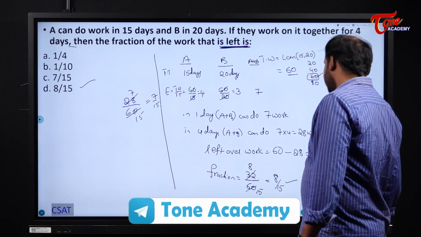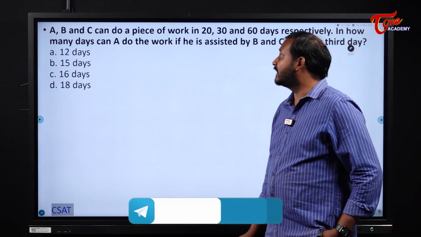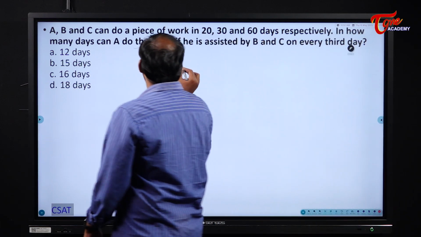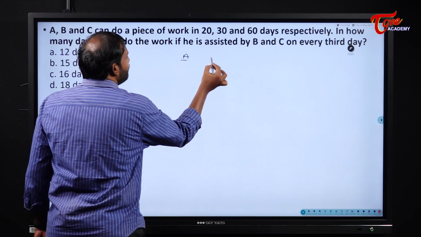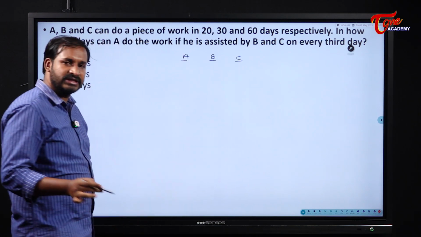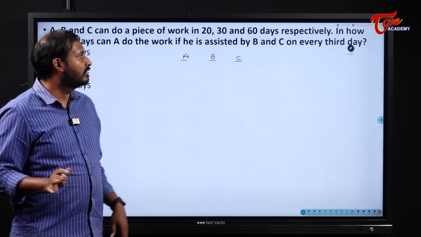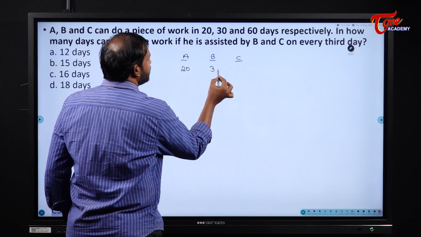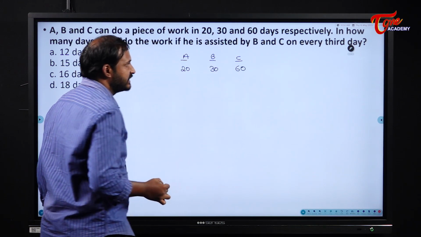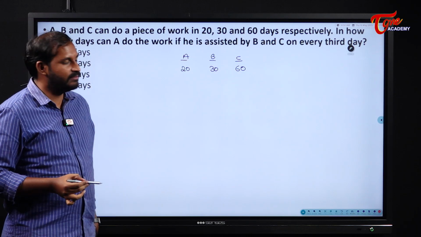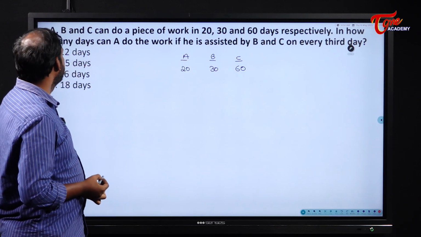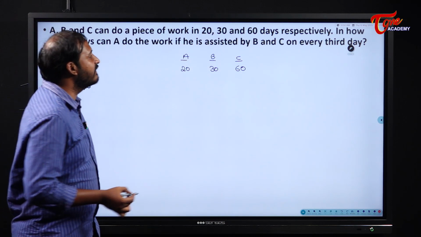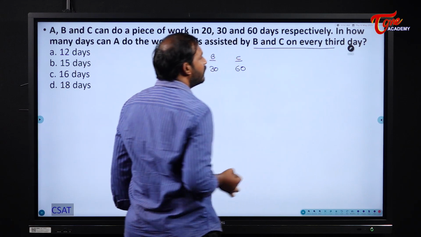Okay. Next one. A, B and C can do a piece of work in 20, 30 and 60 days respectively. There are 3 persons, A, B and C. Whatever may be the question, the process will remain same, students. So A can do the work in 20 days, B in 30 days and C in 60 days. In how many days can A do the work if he is assisted by B and C on every third day? Okay, this is a condition.